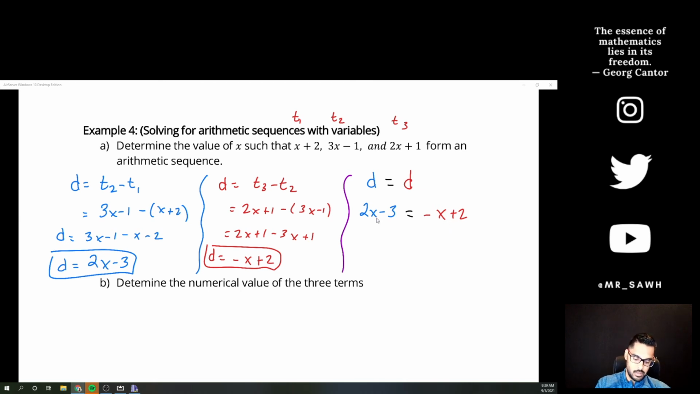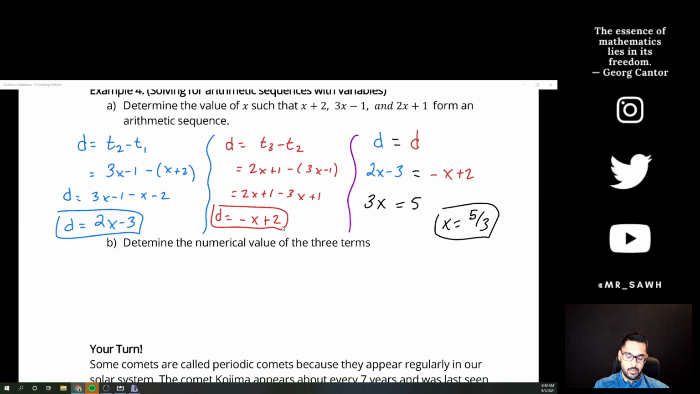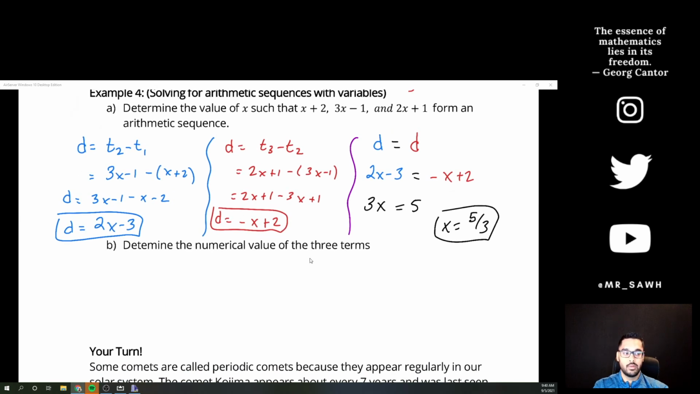Collect your like terms all together. Whatever side you put it on doesn't matter. So I'll put my x's on the left. Add an x to both sides, there's 3x. Add this blue 3 to both sides, you'll get it equal to 5, which means now your value of x is 5 over 3. Divide that 3 on both sides, and there you have it, 5 over 3. So without the numbers in there, we can still solve for that value, remembering that there is a common difference. So there is still a way to relate terms to each other, even though they're variables. That is also possible.